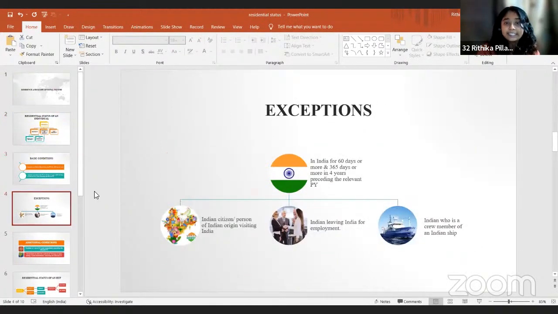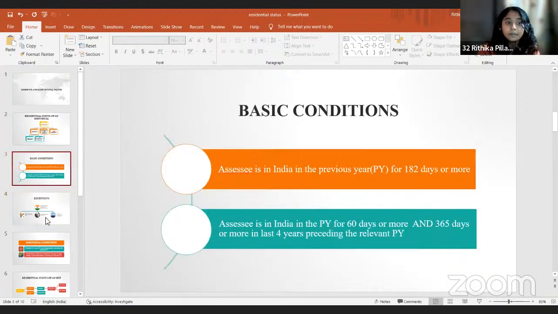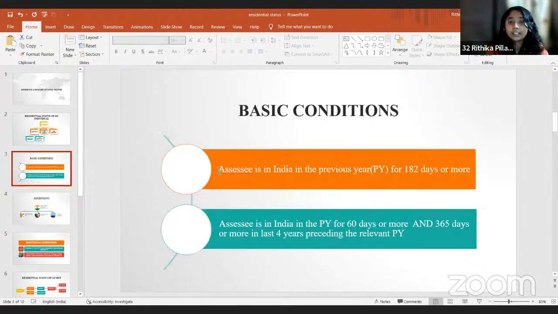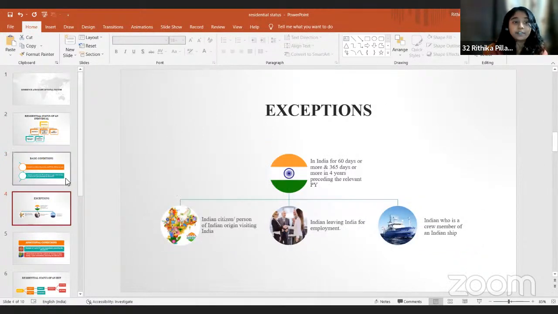Now there is an exception to this condition. If he is an Indian citizen or a person of Indian origin visiting India, then we will not consider this condition. He has to be in India for 182 days or more. If he is in India for 182 days or more, then he is a resident. But if he is not in India for 182 days or more, then he is a non-resident. But again, there is an exception to this.